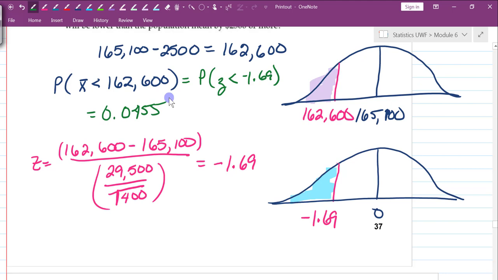So what is the probability that I'm going to randomly select 400 houses in the Northeast and find out that their average price during 1992 is $162,600 or less? The probability of that happening is 0.0455.